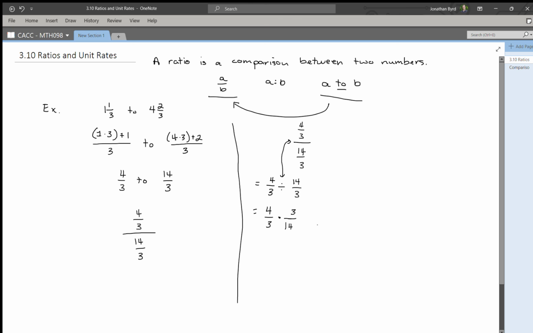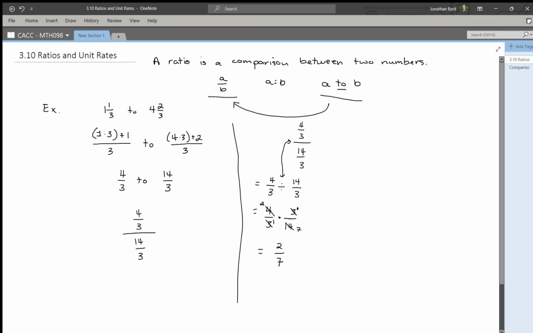All right, but we can simplify this a little bit before we multiply. I know that 3 and 3 will cancel out and leave 1 in their place. And then 4 and 14 have a 2 in common. 2 goes into 4 2 times. 2 goes into 14 7 times. So really this whole fraction, when I multiply across, 2 times 1 is 2. 1 times 7 is 7.